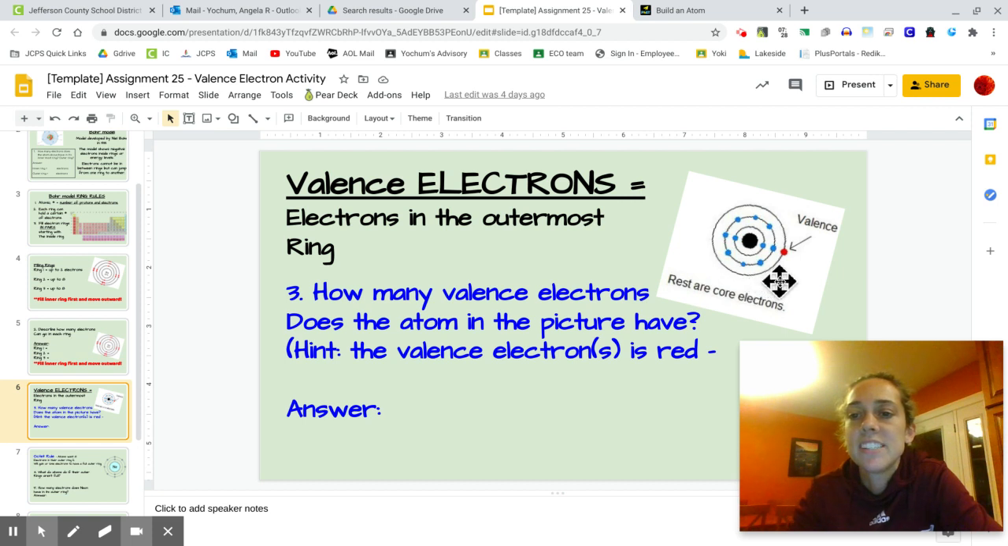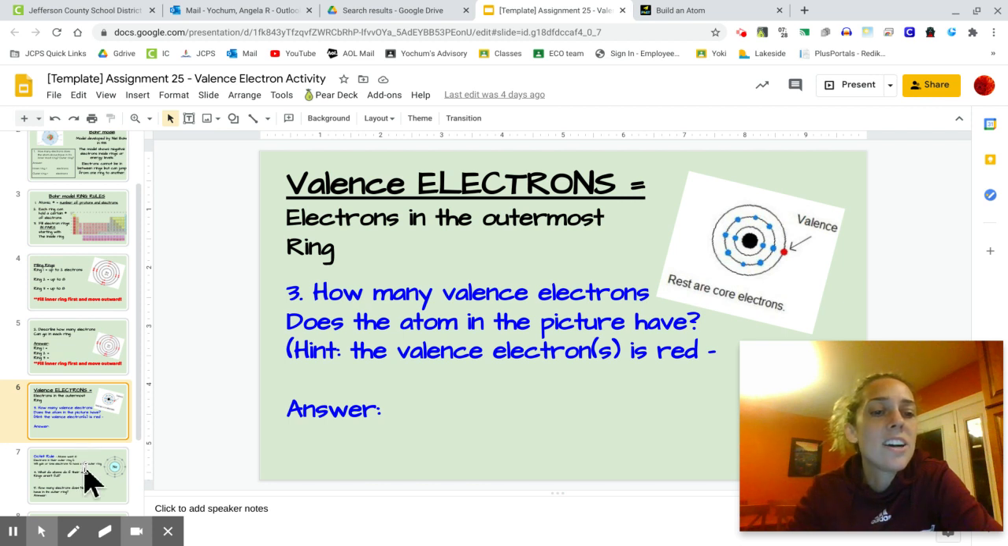Its outside ring is very empty, and it needs 7 more electrons to fill up that ring. So it's a very unstable atom. But the question just says, how many valence electrons does the atom in the picture have? So that would be 1. This one, the answer would be 1 here.